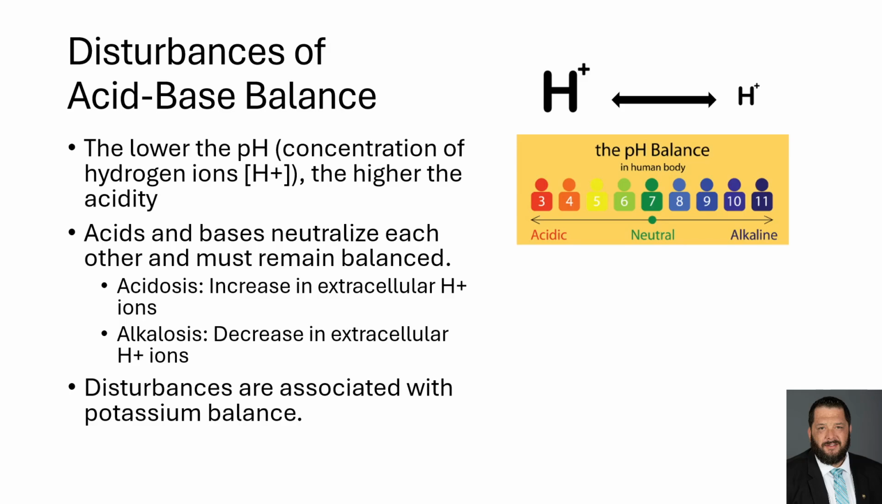Let's look at some disturbances of the acid-base balance. The lower the pH, again, that scale of 1 to 14, the higher the concentration of those hydrogen ions. Acids and bases can neutralize each other. So in an acidic state, introducing an alkali will help neutralize that acid and restore the homeostatic state, or the pH of 7.4. Alkalosis is a decrease in extracellular hydrogen ions, while acidosis is an increase in those extracellular hydrogen ions.